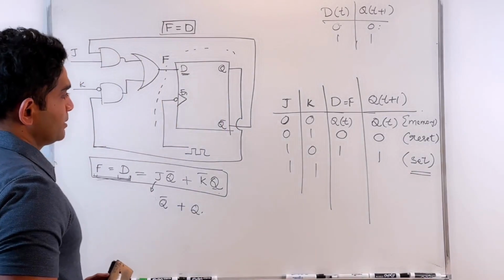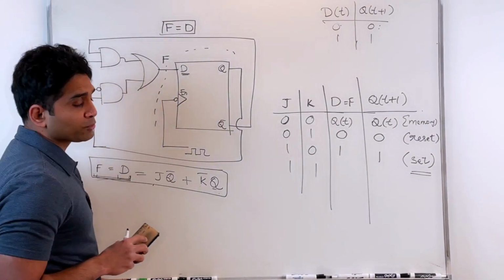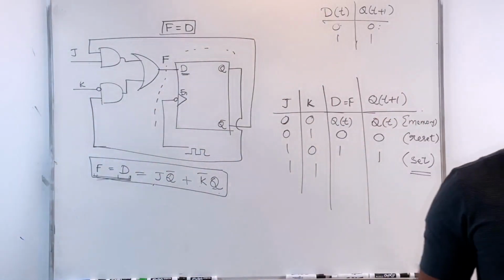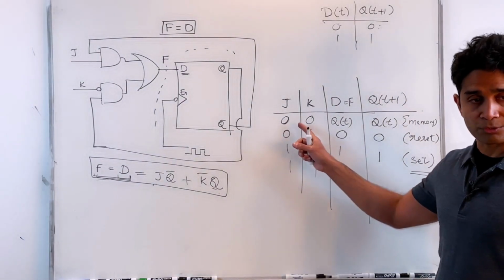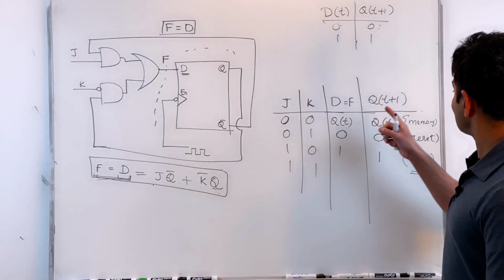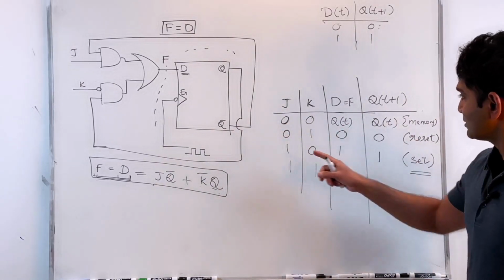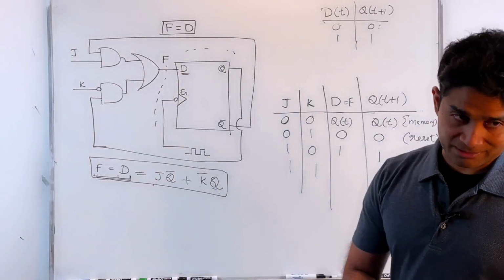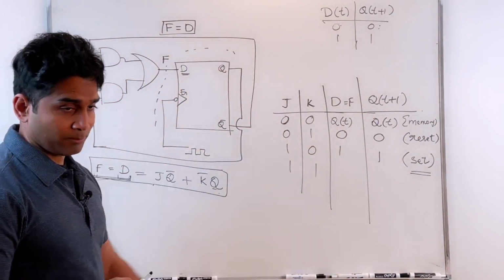Okay. What about 1, 1? This looks very similar to your SR flip-flop, right? We have looked at the SR flip-flop. We had the memory condition with S equal to R equal to 0, 0. We had the reset with S equal to 0, R equal to 1. We had the set, S equals 1, R equal to 0. And we had the forbidden state with 1, 1. Let's see what we get here in this case when I have 1, 1 applied.